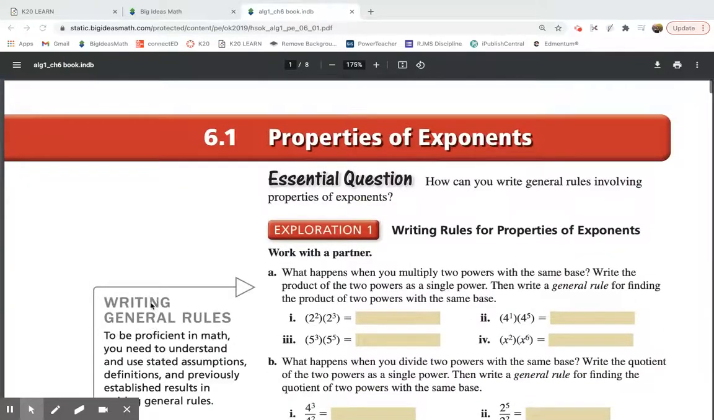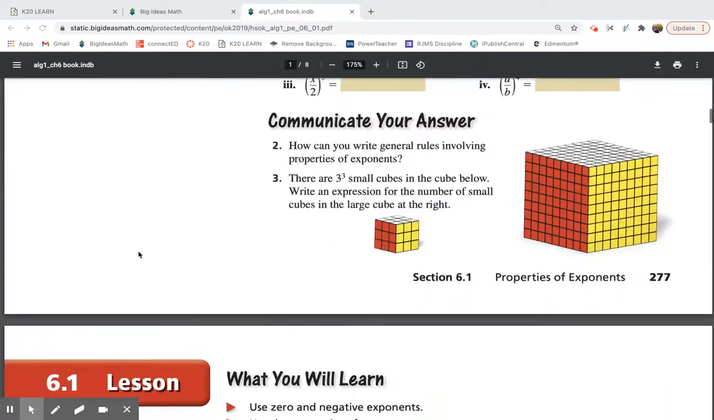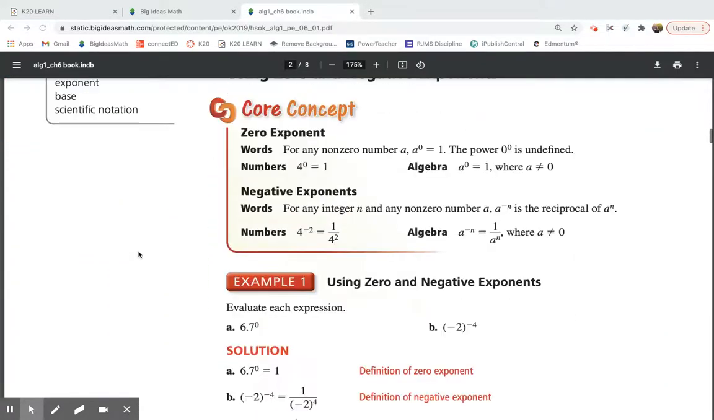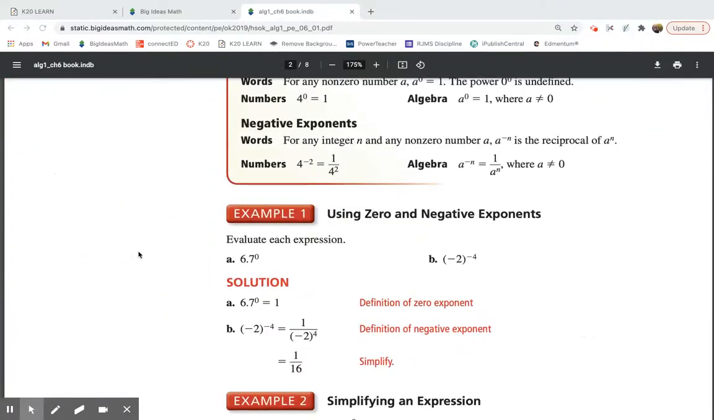Okay, this is lesson 6-1, properties of exponents. This lesson starts out pretty simple and then kind of builds and gets a little more complex. For the most part, people tend to like this lesson. So the first thing we start out with are 0 and negative exponents.